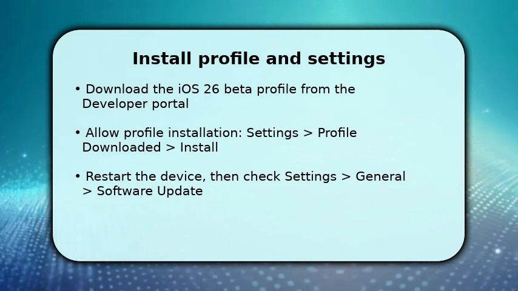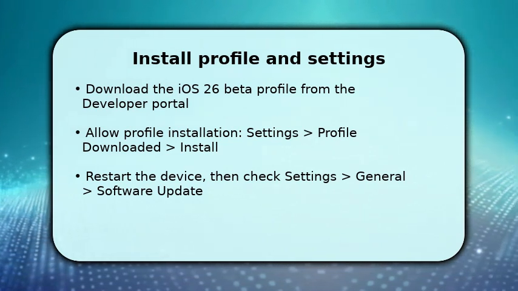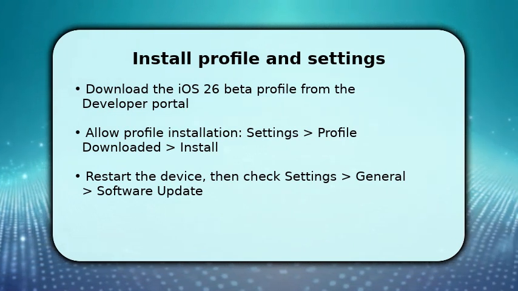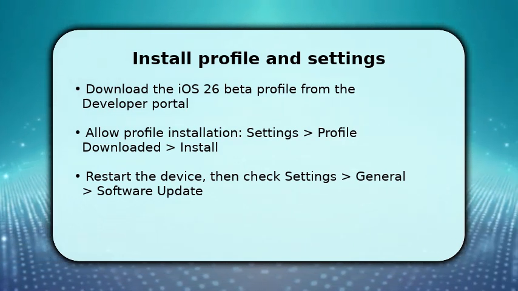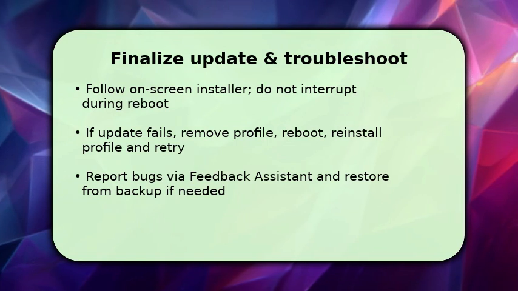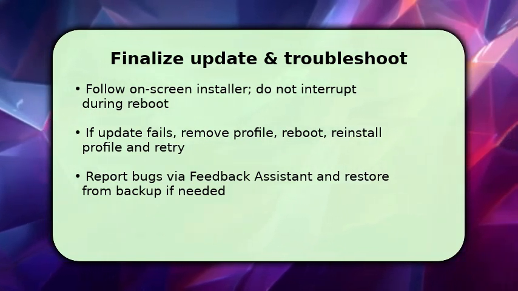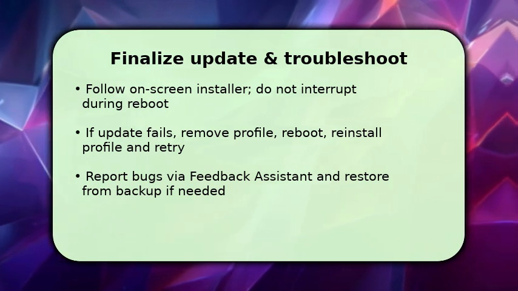Then go to Settings, General, Software Update. The iOS 26 developer beta should appear. Tap Download and Install to proceed. You complete the update by agreeing to terms and letting the installer run. Do not interrupt the device during reboot and allow additional app updates after boot.